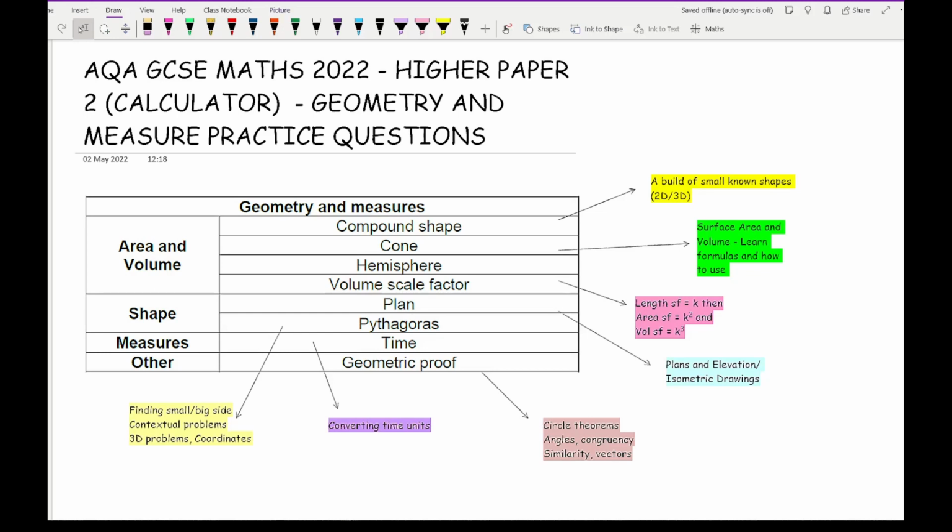For the volume of a sphere, it's 4/3 pi r cubed, and the surface area of a sphere is 4 pi r squared. So just make sure that you are familiar with those formulas and know how to use them.